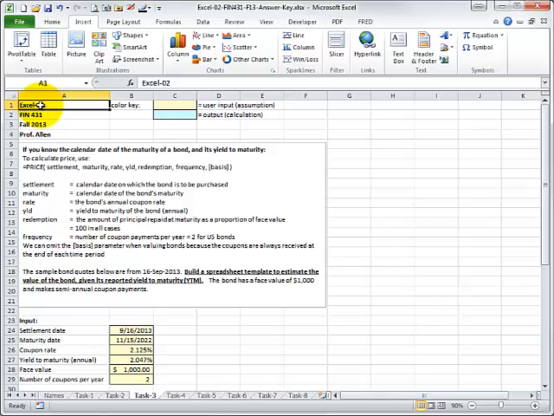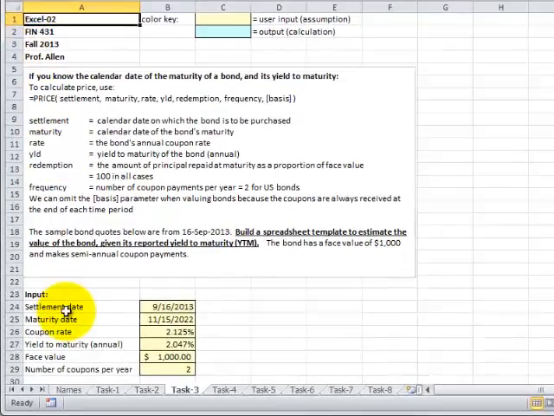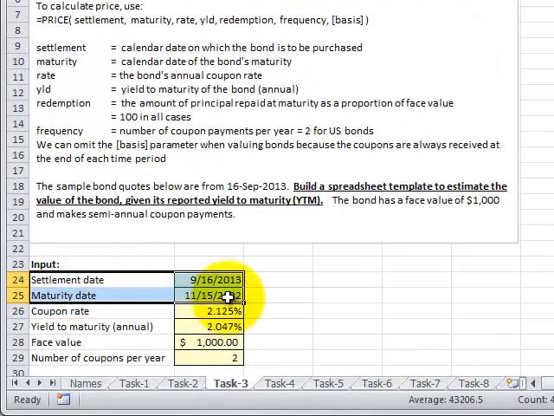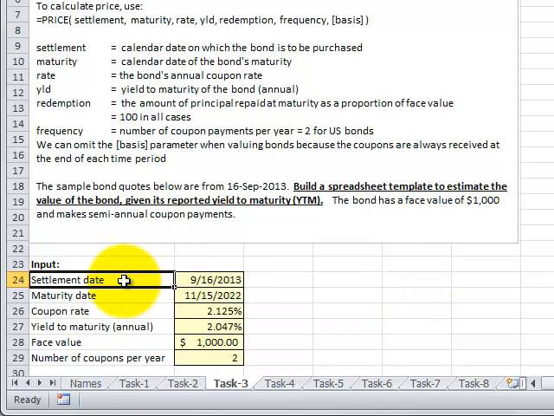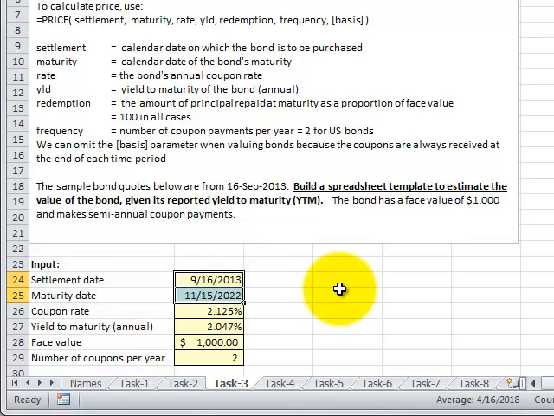It's very similar to task number 1, where we solved for the price, given that we knew the yield to maturity. The difference here is that instead of a number of years to maturity, we have something known as the settlement date and the maturity date. We can think of the settlement date as the day we're going to buy the bond, and the maturity date, of course, is when that bond matures. You'll note these two dates are about 9 years apart. That's why we use the number 9 in task number 1.